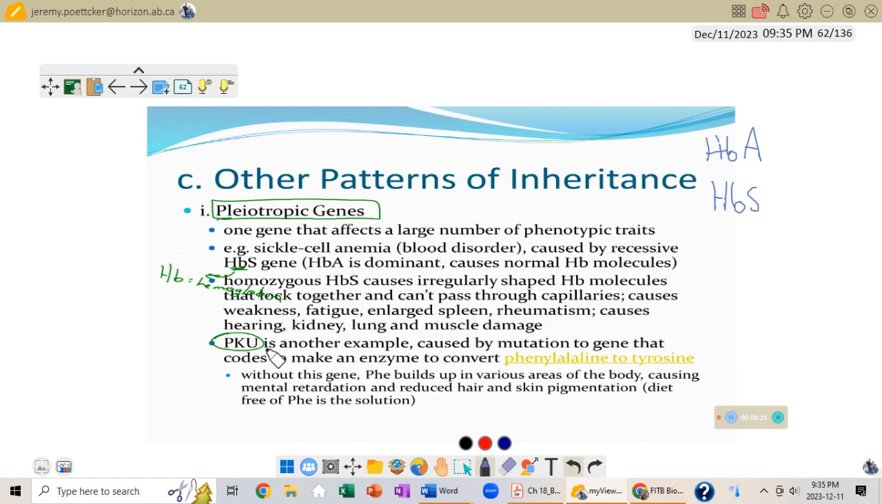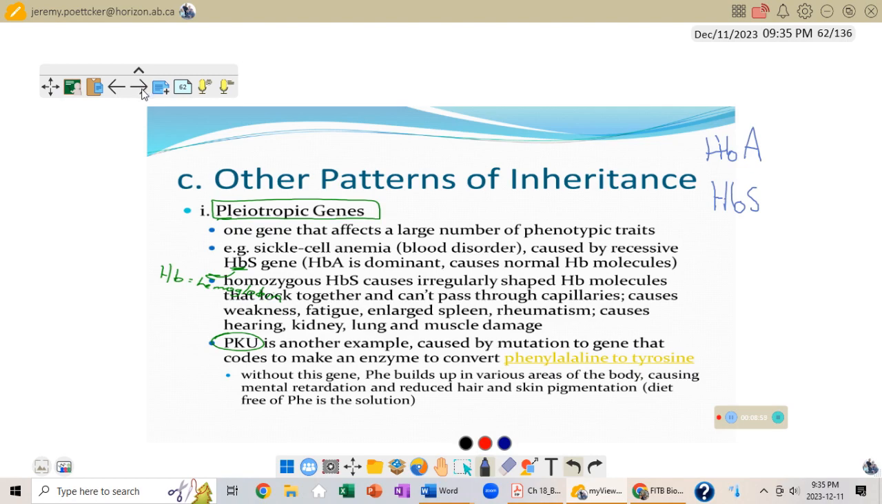PKU, phenylketonuria, is another example. It is caused by a mutation to the gene that codes to make an enzyme that in normal individuals converts phenylalanine to tyrosine. So that one gene is going to cause massive problems in various areas of the body. It will cause mental retardation, so huge changes across the brain. It'll cause reduced hair and skin pigmentation. And really the only solution to this is a diet that is free of phenylalanine.